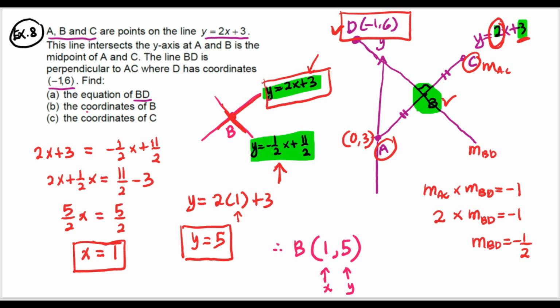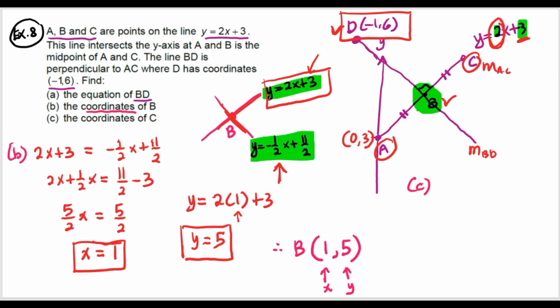When the question asks you to write the coordinates, it should be in the x, y form. What about the coordinates for C? This is for question B done. Now we go to question C, the coordinates for C. I just want to focus on this part. We know that B is the midpoint of this line, and we already have B, which is 1, 5.